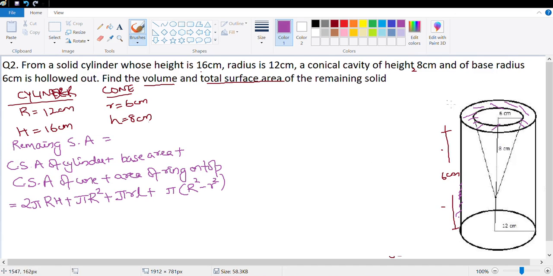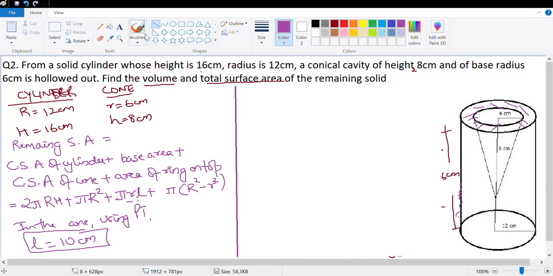Now let's substitute values, but before that we will need to find the slant height to find the curved surface area. So using Pythagoras theorem, in the cone, slant height would be equal to 10 centimeter because 6, 8 and 10 are Pythagorean triplets. So this is L. Now we can substitute values and see what answer we get.